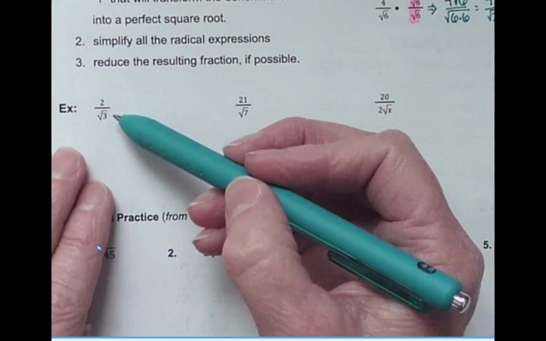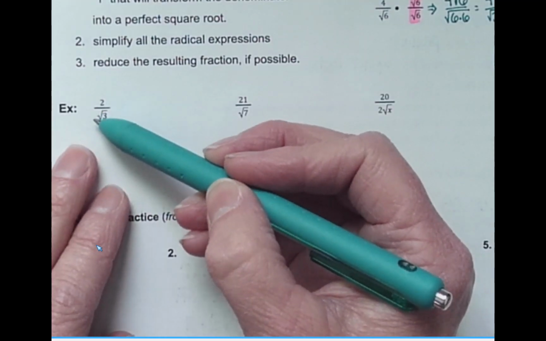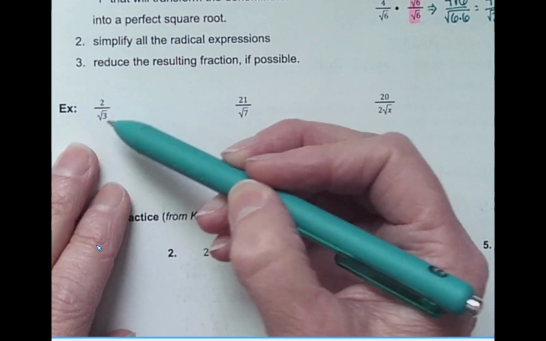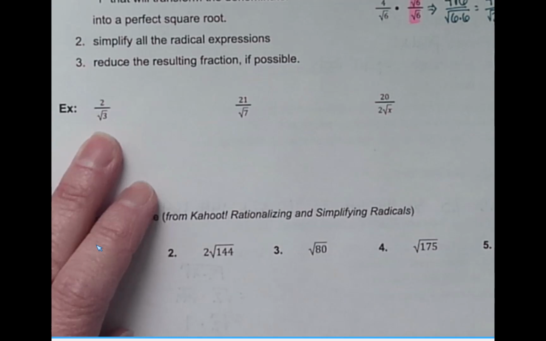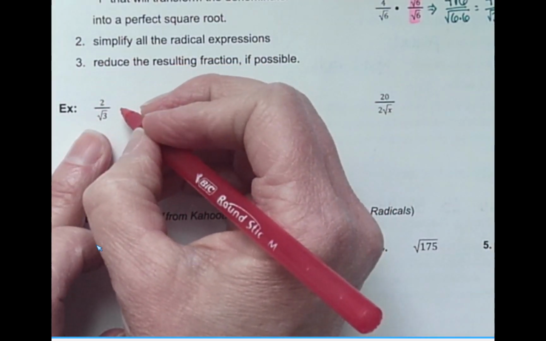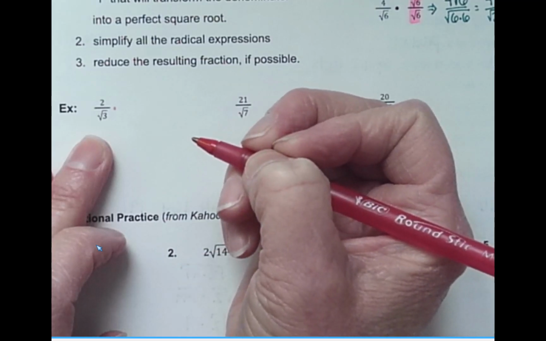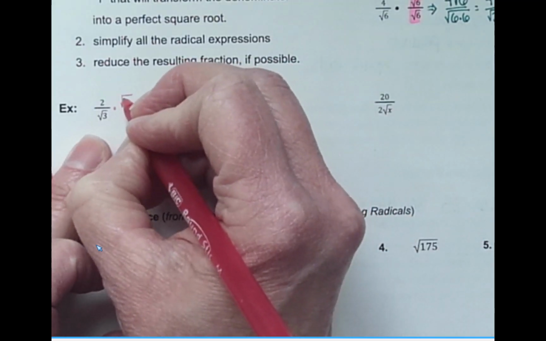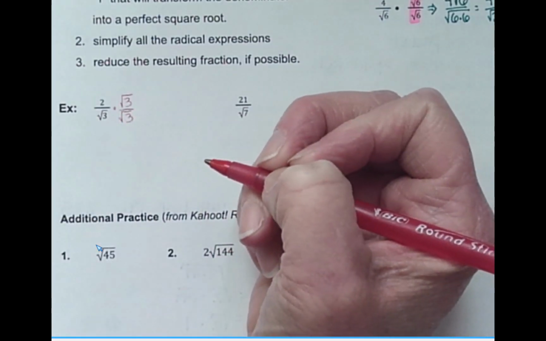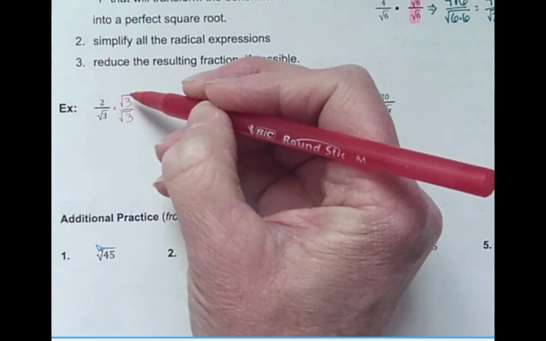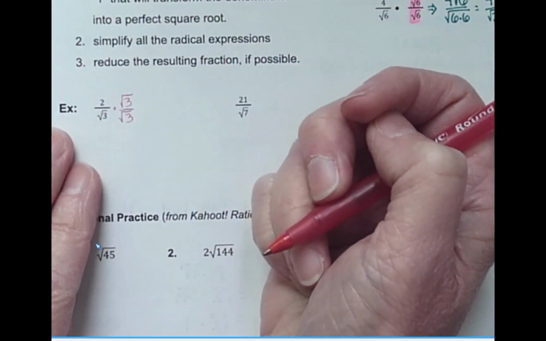All right. So let's do it with 2 over the square root of 3. We don't want a radical in the denominator. So we're going to change that from an irrational number to a rational one. We're multiplying by a fancy looking 1. I'm going to multiply by the square root of 3 over the square root of 3. I'm just multiplying by 1. That doesn't change the value of this, but we're going to change what it looks like.